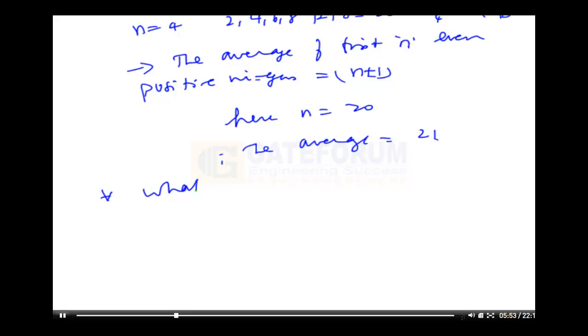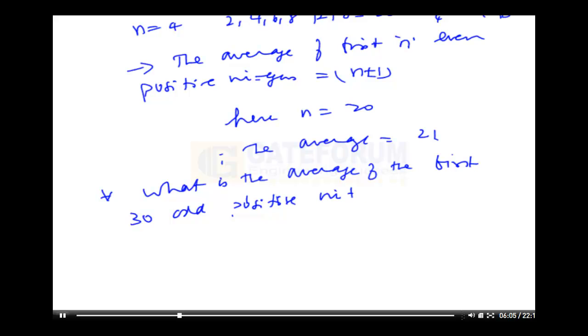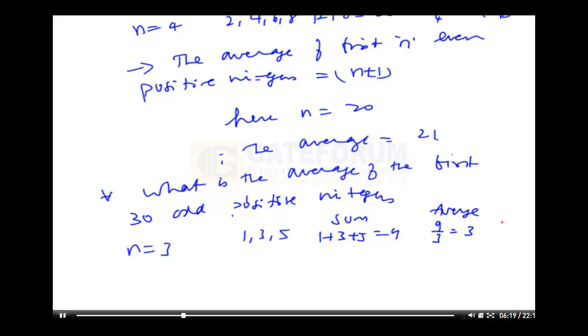Similarly, you can ask what is the average of the first 30 odd positive integers. Again, let us take the first three odd numbers, find their sum, which will be 9, and their average, which is 3. Let us take the first 4, it will be 9 plus 7, 16, their average is 4.